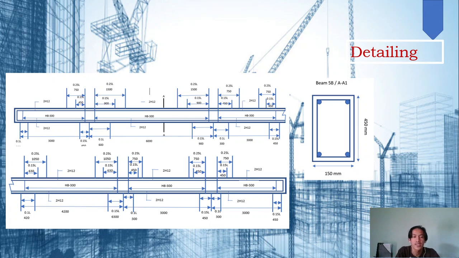Okay, this is for the detailing of the continuous beam. The dimension of the beam is 450 millimeter times 150 millimeter. So our continuous beam has six segments, which at first we have 3 meter, and then second 6 meter, third one 3 meter, then 4.2 meter, and then 3 meter, and also the last one is 3 meter.